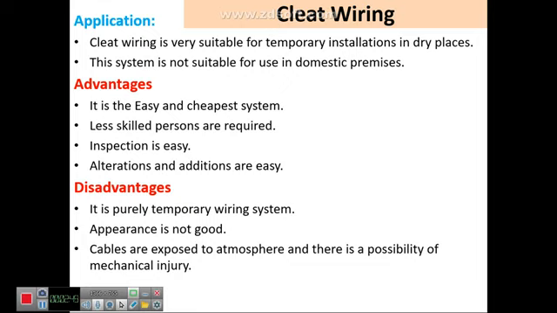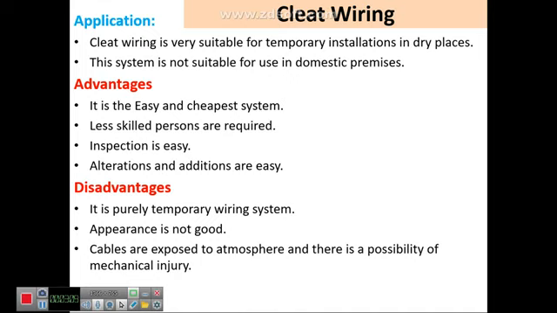Coming to the advantages, it is a very easy and cheapest wiring system. It needs very less skilled operators, that is the person that is going to do the electrical connection, and the inspection is very easy, and alteration and addition anywhere is very easy.